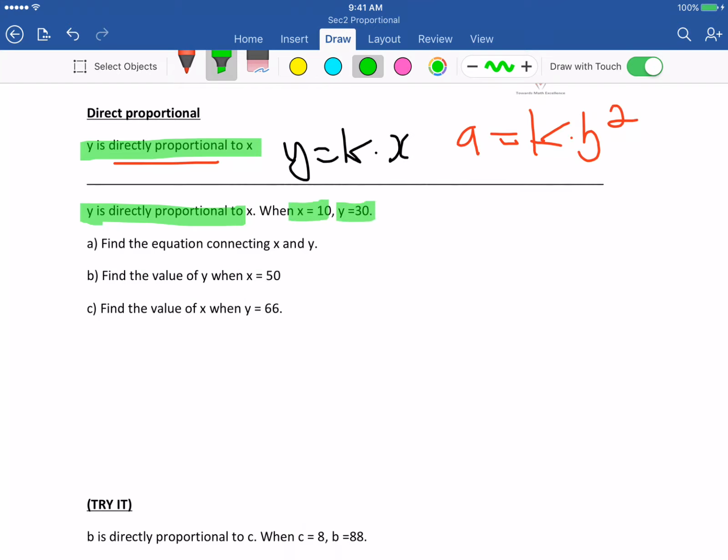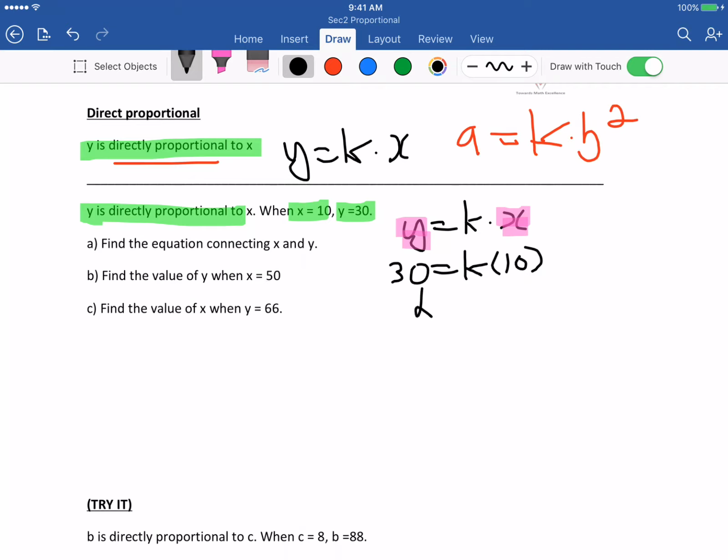Okay, so this is what you do. Find the equation connecting x and y. First step, since y is directly proportional to x, y equals k times x. When x equals 10, y is 30, you sub these two in. So 30 is subbed for y, and 10 for x. So it becomes 30 equals k bracket 10.